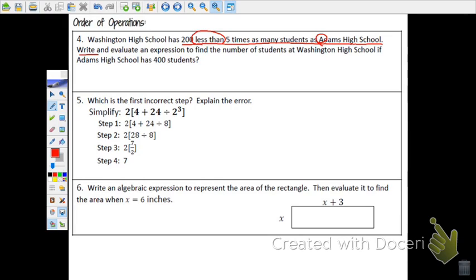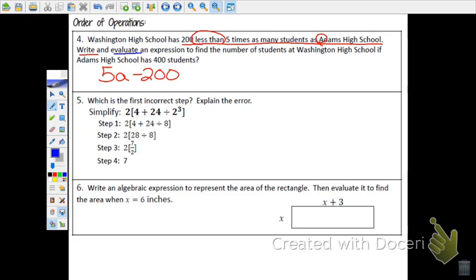So I have 5 times the students at Adams, and I'm going to use a lowercase letter. That's what we use for variables. So I'm going to use 5A, and then I can do the minus 200. So that's my expression that I wrote.